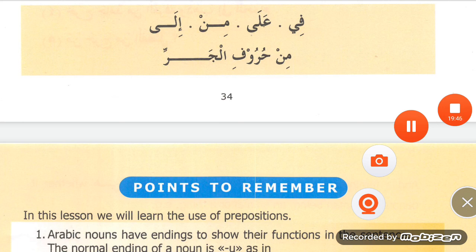Min hurufil jarri, these huruf particles are from those huruf that give the noun after it its final letter a jar. It's ending a jar, i.e. normally the final letter of the noun that comes after these particles will have a kasra.